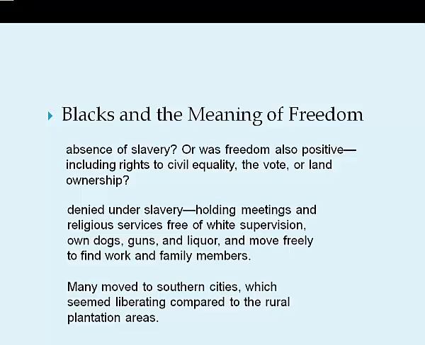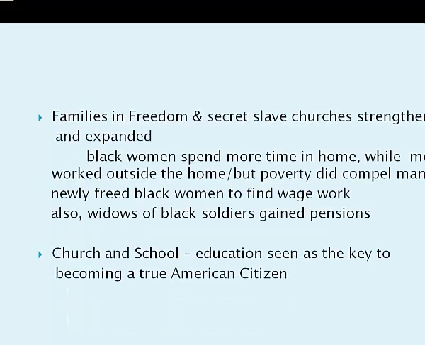And a lot of them moved to the southern cities and even some northern cities, which seemed liberating compared to the rural plantation areas. The black institutions, which had been established under slavery, such as the family and secret slave churches, and even the free black churches and schools, were strengthened and expanded after the war. The family, of course, was very fundamental to post-war black life, as the former slaves sought to find loved ones that had been separated from them by sale. And the widows of the black soldiers who had been fighting for the Union got pensions from the federal government, which finally acknowledged the status of slave marriages.